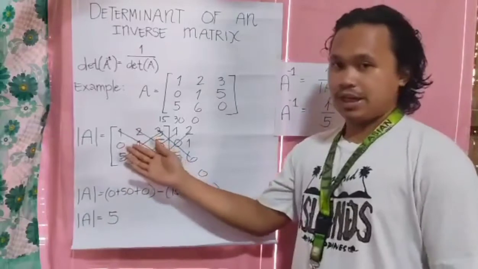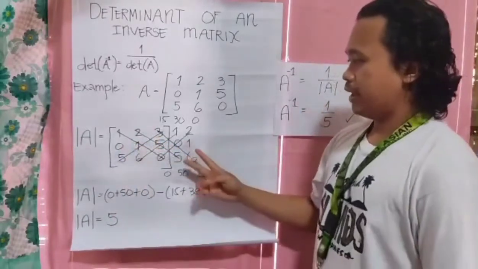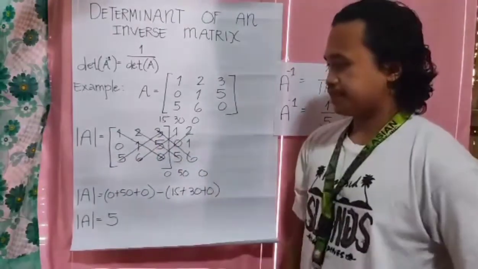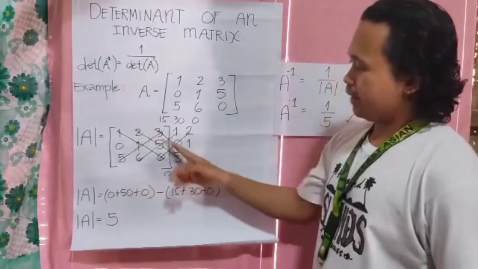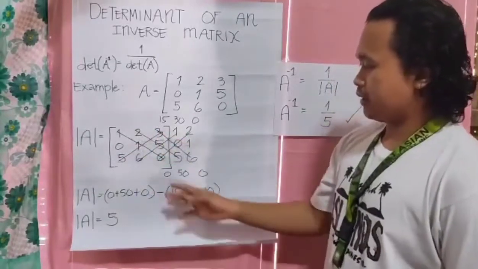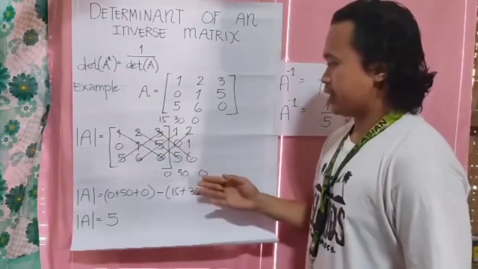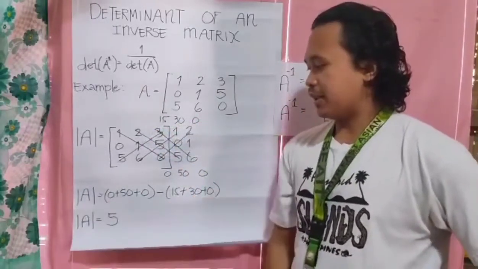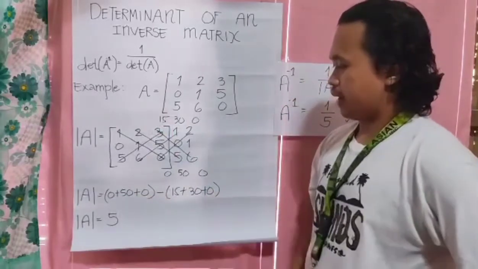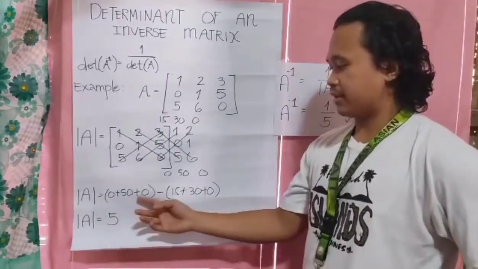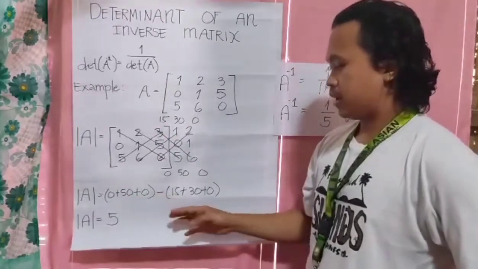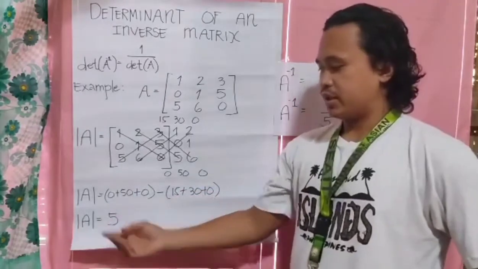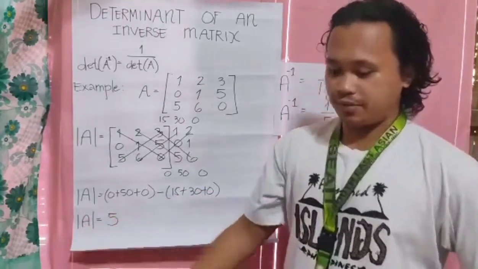Copy the matrix, then copy the first two columns, which are 1 0 5 and 2 1 6. Then multiply the diagonals, and we come up with this answer: 0, 50, and 0; 15, 30, and 0. For the next step, for finding the determinant of A, follow this formula: 0 plus 50 plus 0 minus 15 plus 30 plus 0. So the determinant of A is equal to 5.